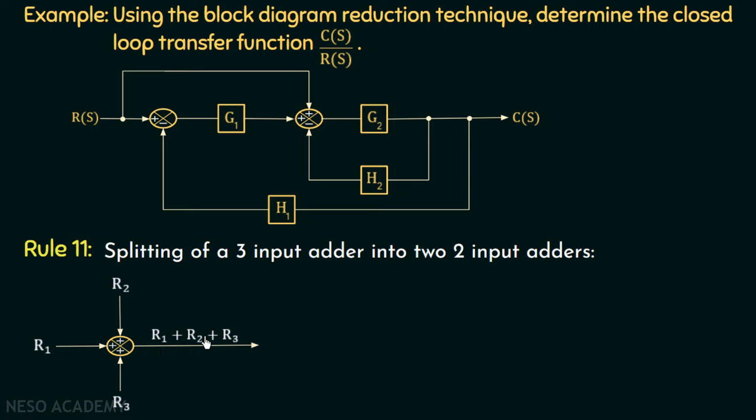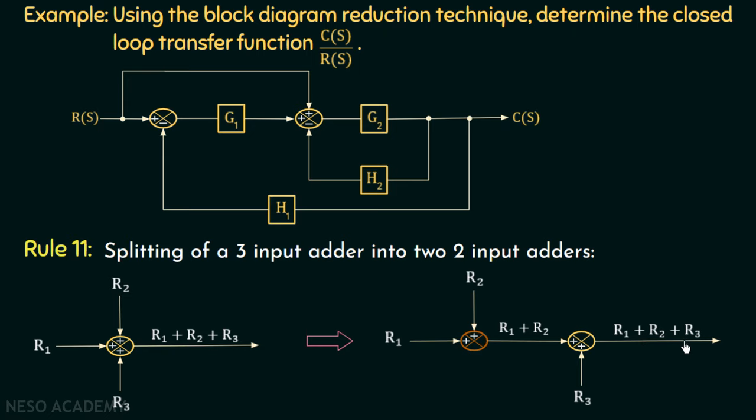Now let's see how we can convert this 3-input adder into two 2-input adders. Consider this block diagram representation in which we have two adders. Both the adders are 2-input adders. Now consider the first input of this adder as R1 and the second input as R2. Now what is the output of this adder? Yes, it will be R1 plus R2. Now this output of the first adder is the input of the second adder, and the second input of this adder is R3. So what will be the output of this adder? Yes, it will be R1 plus R2 plus R3, which is the same output as in the case of a 3-input adder. So in this way, we can split a 3-input adder into two different 2-input adders.